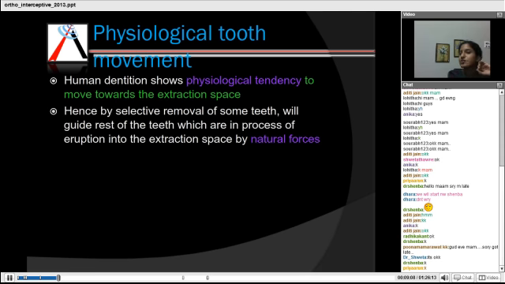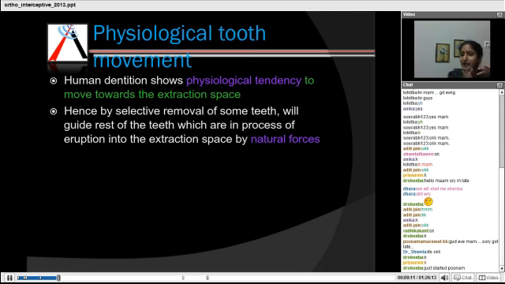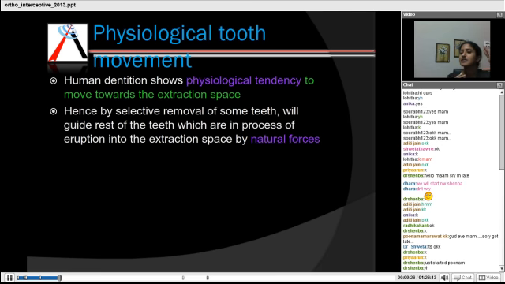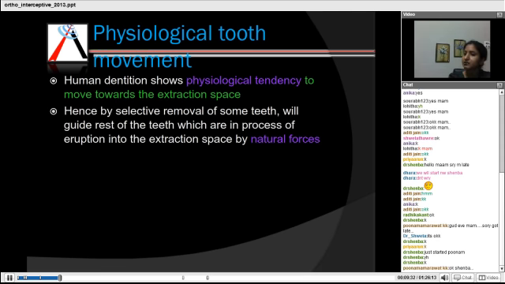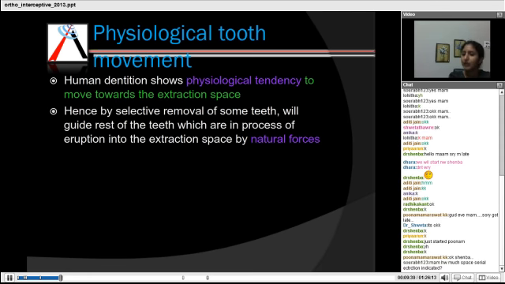Physiologic tooth movement is what? Whenever you create a space, the tooth starts to move along that. Whenever you create an extraction space, the adjacent tooth will mesially and distally shift and will occupy that space. So these are the two principles on which serial extractions work. One is you are removing the excess tooth material present in the oral cavity, and second is physiological space is created so the other teeth will automatically move and align themselves without crowding.